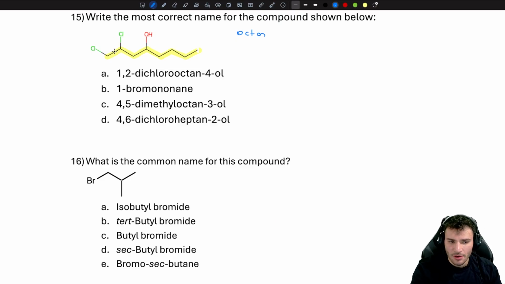I want you to realize that if we were to name it from left to right or right to left, the number on the hydroxide would be different. And a lot of people would get confused, because if you want to give the hydroxyl the lowest number, you end up giving the alkyl halides also a lower number. That's absolutely okay, right? We want to give the hydroxyl a lower number. If everything else gets a lower number because of that, so what, right?